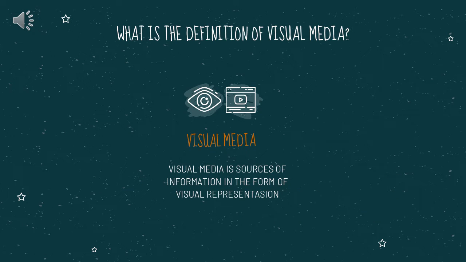From both definitions that I already explained about visual and media, the meaning of visual media is a source of information in the form of visual representations. So it refers to every piece of information that we can acquire from visual representations.